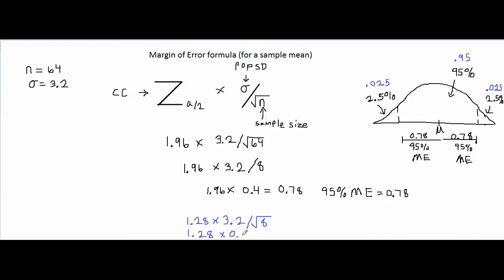I'm just skipping over a couple of steps. Oh, I'm sorry, this is actually the square root of 64, because remember, it's the square root of my sample size, which is 64. So this whole piece right here is supposed to be the same thing that we had up here. So this whole piece that we see right here becomes 0.4.